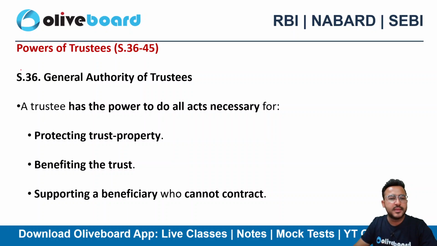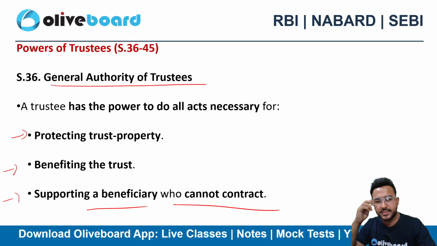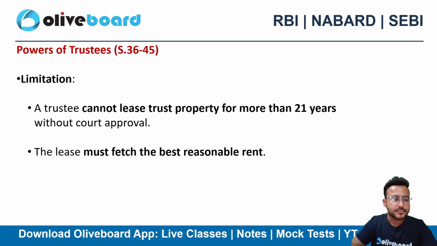Power of trustee. Now he has a general authority. Trustee has the power to protect the trust property, benefit from the trust, and support the beneficiary who cannot contract, right? Let's suppose there is a minor also as a beneficiary. So trustee here has the power to support that beneficiary who cannot legally enforce his right as of now, right?